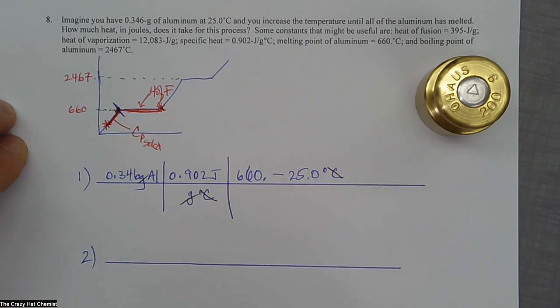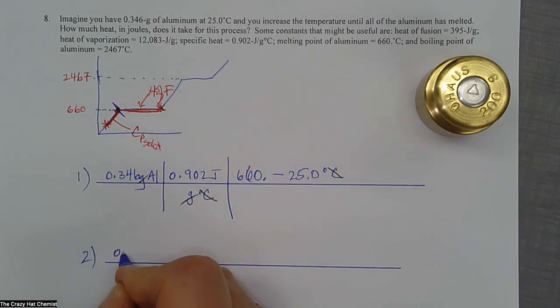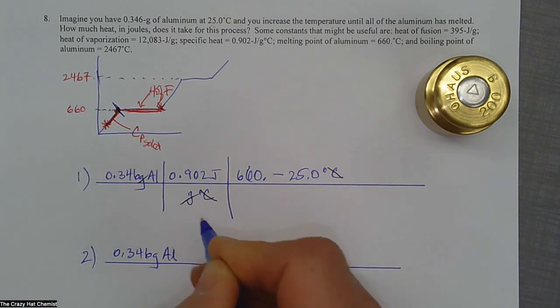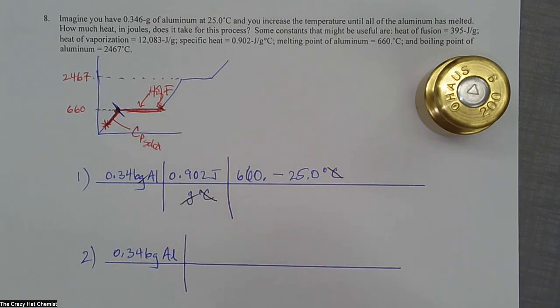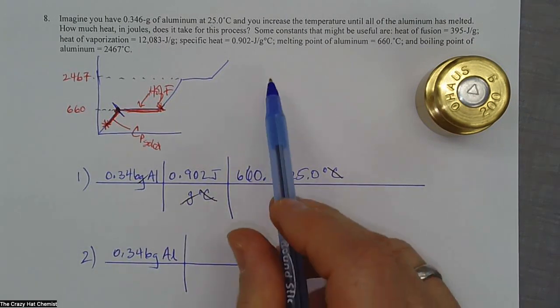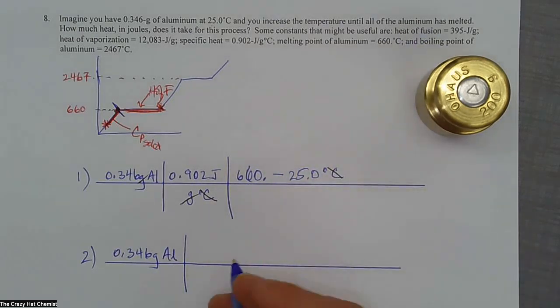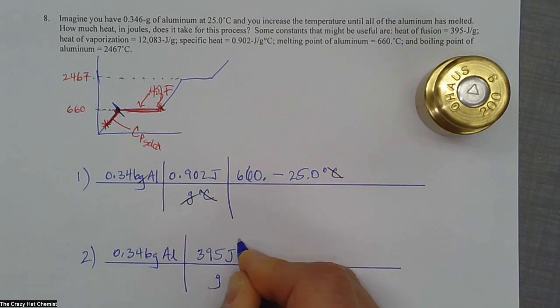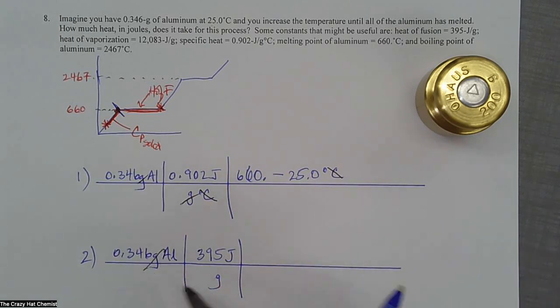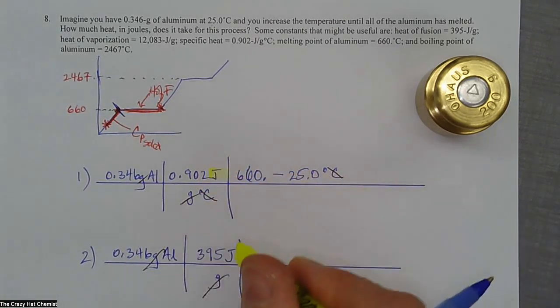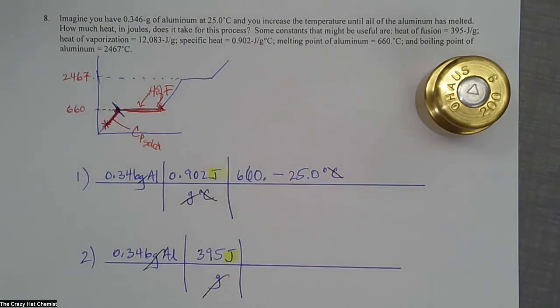Step number 2, I still have my 0.346 grams of aluminum. And then I am going to use what? The heat of fusion, which is 395 joules per gram. Wow, that just cancels out the grams, and now I'm left with joules. So this one, I'm left with joules right here. I'm left with joules right there. Boom. Pretty nice. I like it.